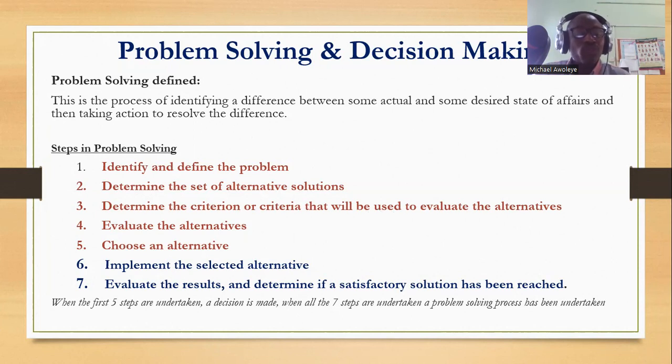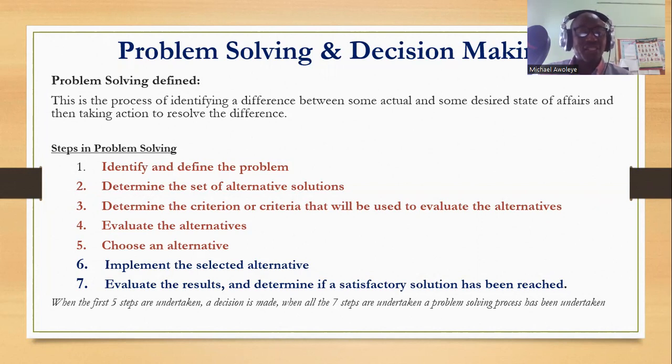And then you have to be able to choose an alternative that will be profitable, that will be optimal, that will bring profits to you. So when you have done the first five, what we are saying here is that a decision is made.